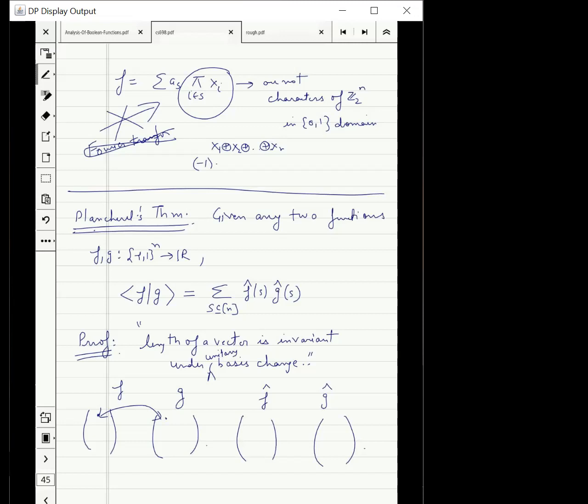Sorry, I shouldn't say, actually the person was right. I should not have said length, but I should have said inner product or the angle between the vectors. Inner product specifies the angle between two vectors, right? And that angle does not change when you do a unitary basis change, right? So there is a small technicality. Do you remember the technicality? Why is this not a complete proof?